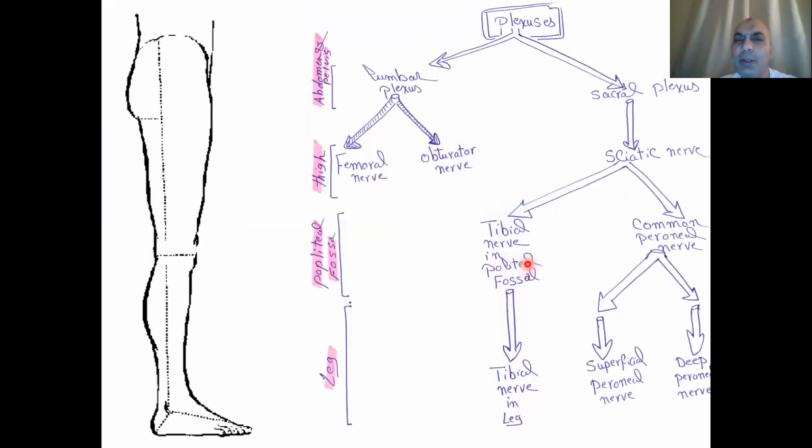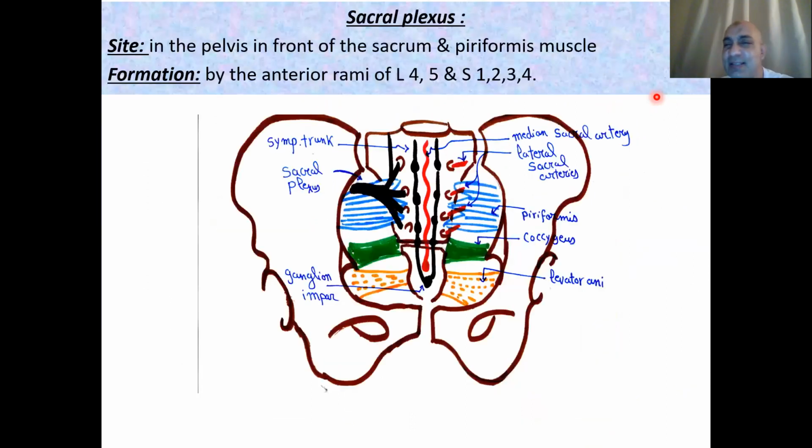After that, we are going to continue. So we finish this piece, lumbar plexus, femoral nerve, obturator nerve. We are going to return to this piece, sacral plexus. About the sacral plexus, this is a plexus in the pelvis. It is formed in front of the sacrum and the piriformis. This is the sacrum, and this muscle is called piriformis.